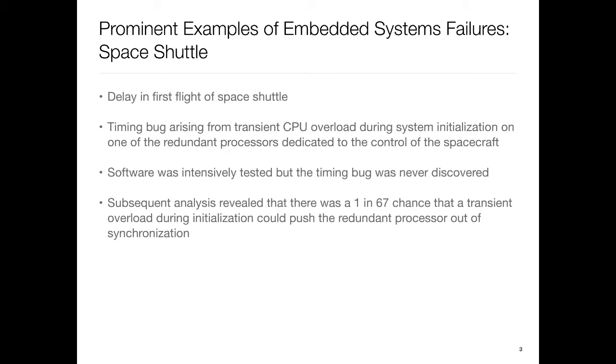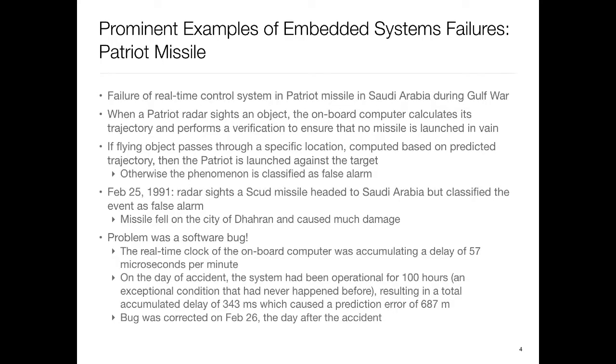In this particular case, there was a bug which they later found had a 1 in 67 chance of occurring, and that is what happened on that flight. The Patriot missile case I already talked about, but basically in this case there was some software loop which was causing an accumulation of 57 microseconds per minute, a very tiny amount of delay.